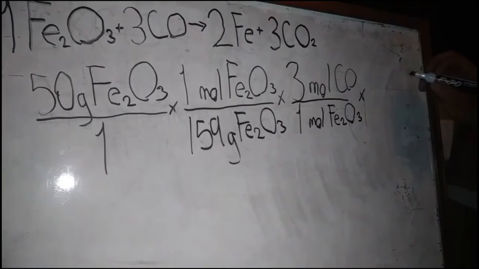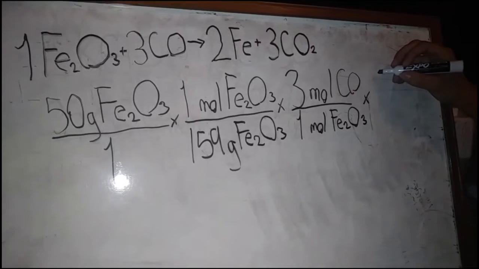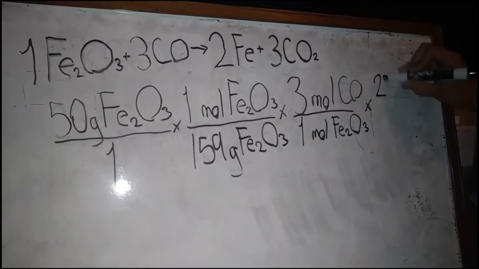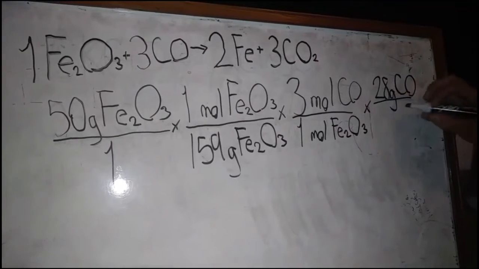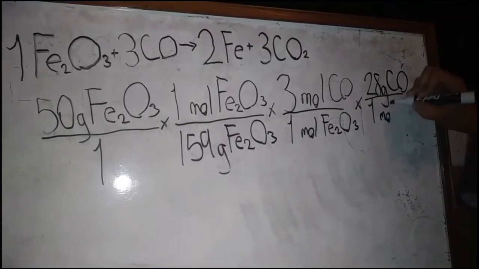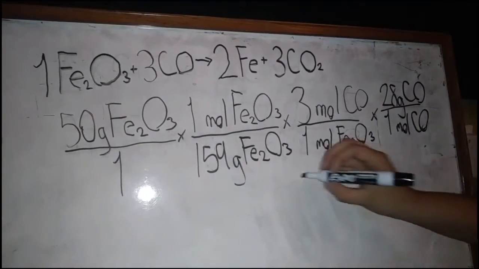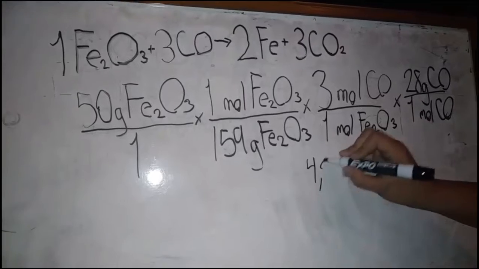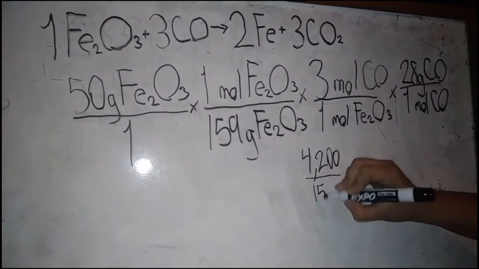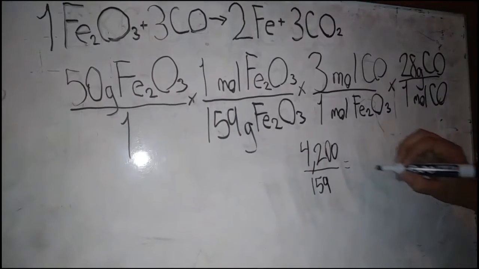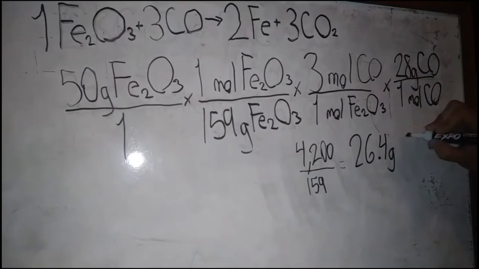Finally, you multiply by the molar mass of carbon monoxide over here, which is 28 grams, and put that over 1 mole. So after multiplying across, you should get 4,200 up top and 159 at the bottom. And then this should equal 26.4 grams of carbon monoxide.